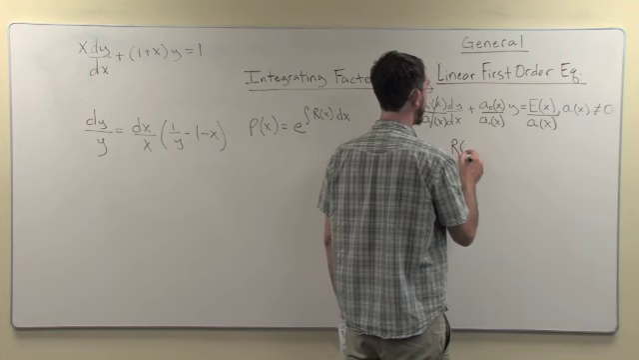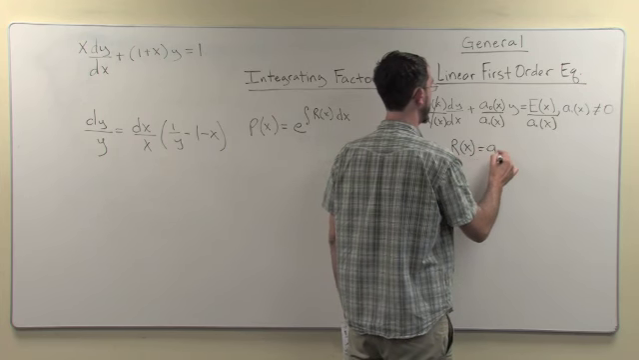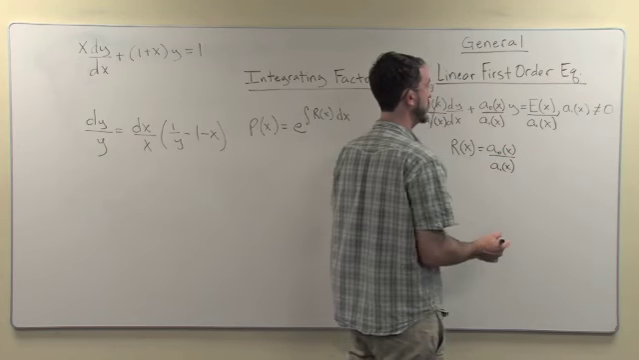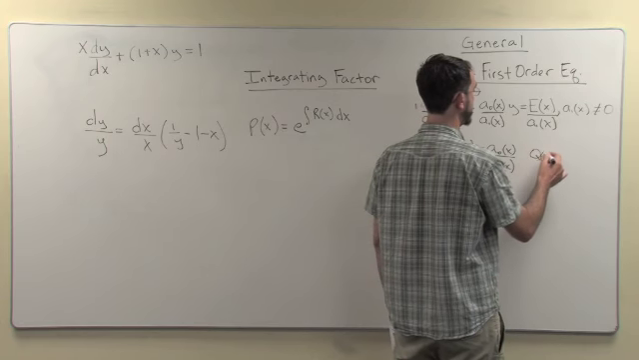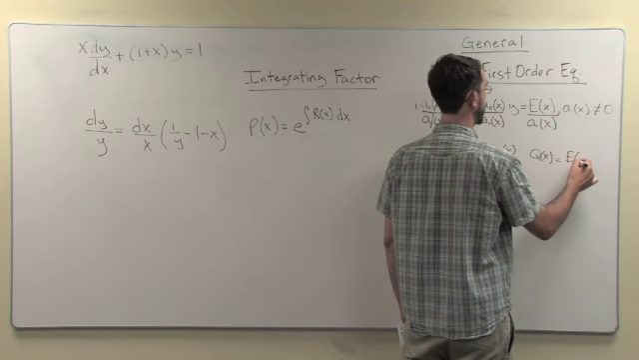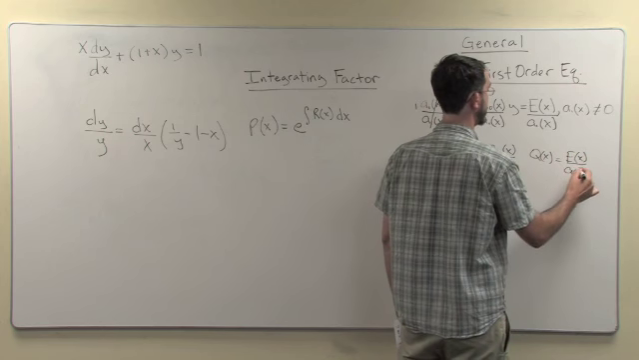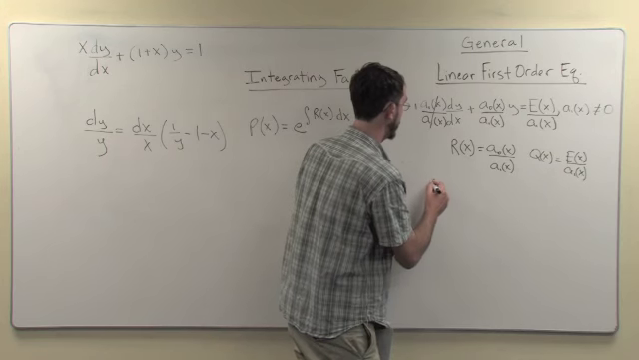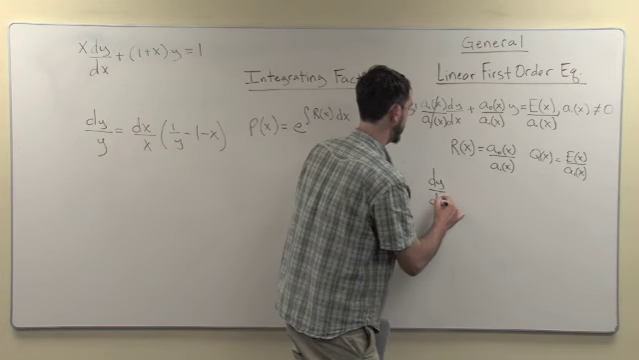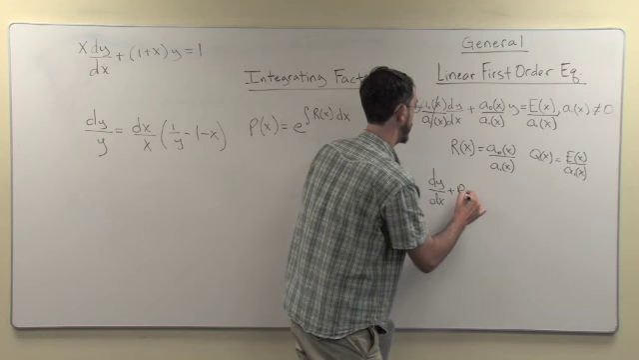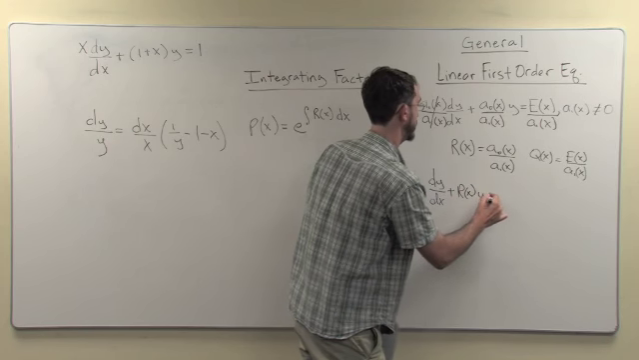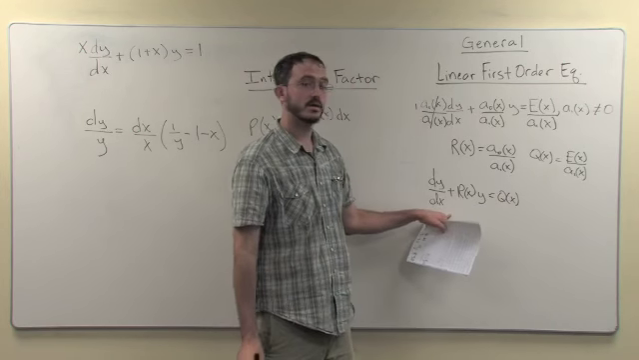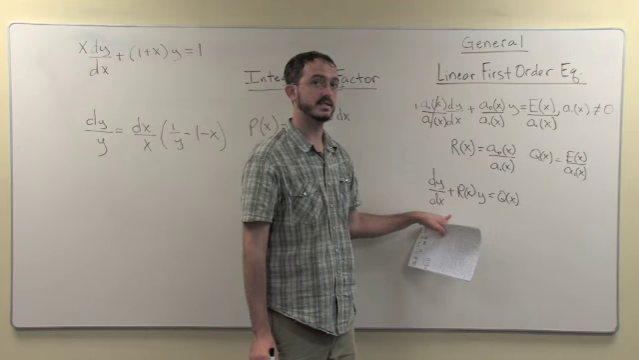Next, we want to define r of x as a sub 0 of x over a sub 1 of x. And we'll define q of x as e of x over a sub 1 of x. Rewriting, we are left with dy dx plus r of x times y is equal to q of x. Now our linear first-order equation is written in standard form.